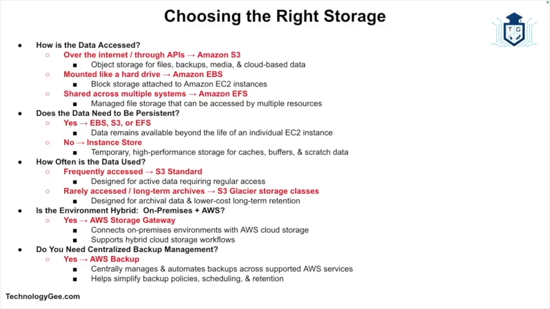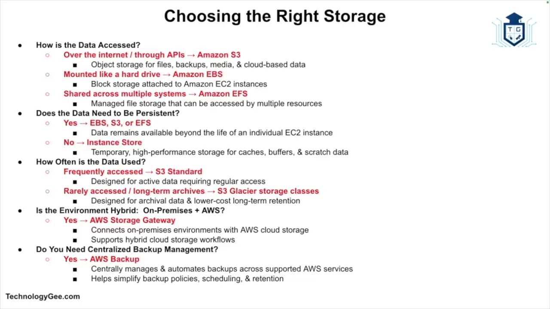Another question is, how often is it used? If you're using the data frequently, then we're talking S3 Standard. If you're using it rarely, then we're talking about Glacier. Another question is, is it hybrid? Meaning, is it on-prem plus the cloud? If yes, you're dealing with Storage Gateway. And then another question you need to ask is, do I need centralized backups? If the answer is yes, then we're talking about AWS Backup.